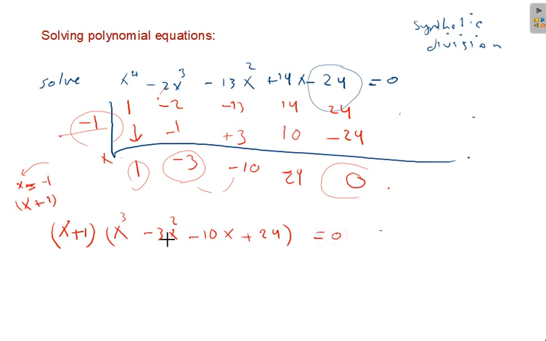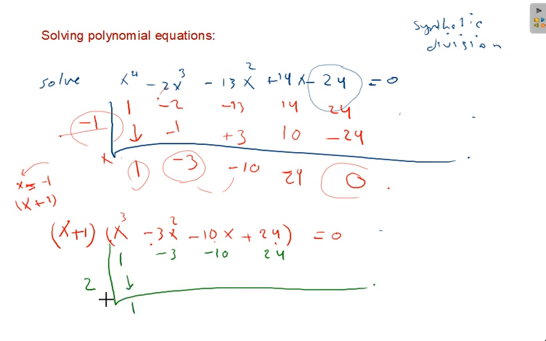Now this four-term polynomial, can we factorize it? 24 divided by minus 10 does not equal minus 3 divided by 1, so we can't do it by the factorization method. So we need to make the division again. Let's now divide the equation by x minus 2. Now 1, minus 3, minus 10, these are the coefficients, and 24.